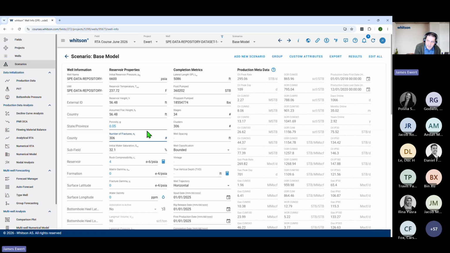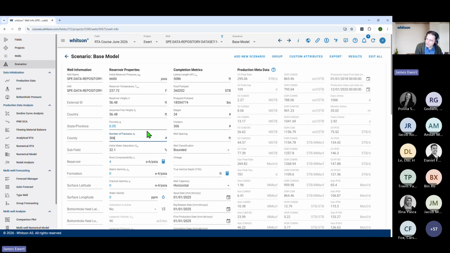So my advice to you for number of fractures is that however you calculate it, make sure you use it the same way for all the wells in your type curve area, or all the wells that you're analyzing with RTA and Whitson. Now, there are different strategies here. Some companies will use number of stages as their number of fractures. Other companies will use number of stages times number of clusters. That usually gives you a really high number of fractures.